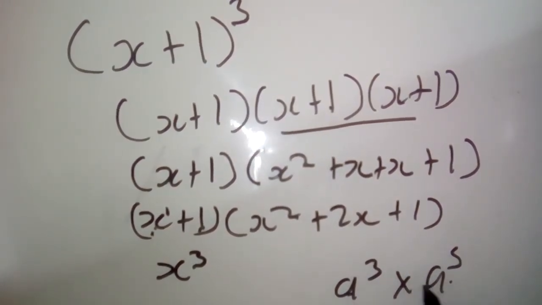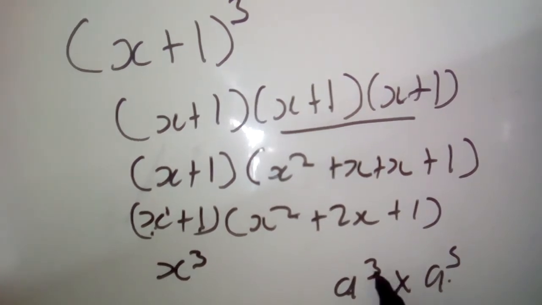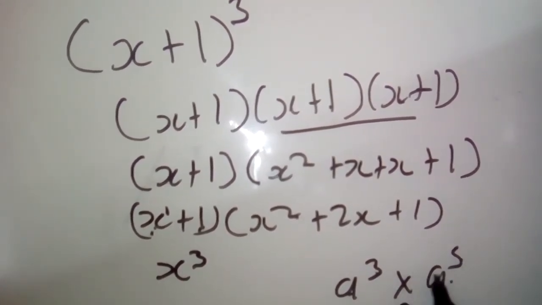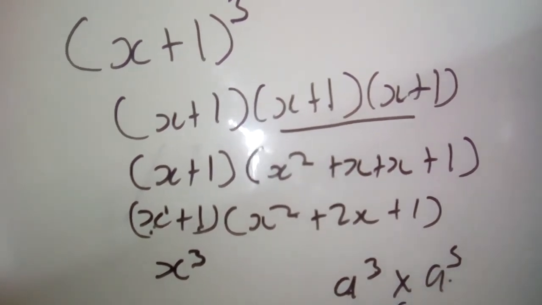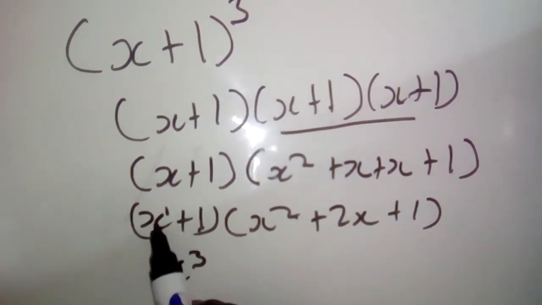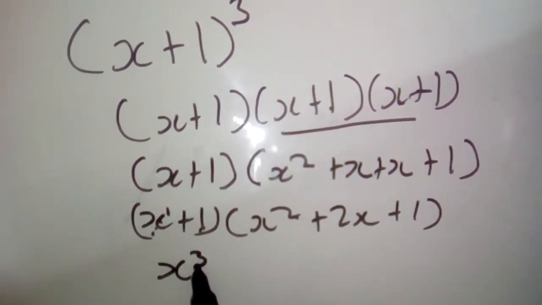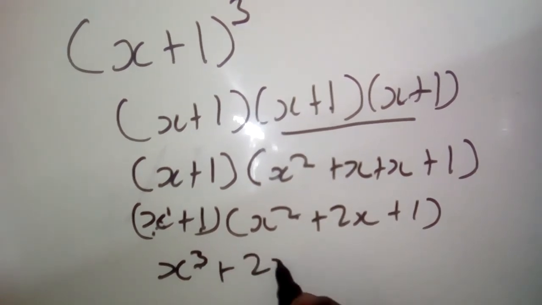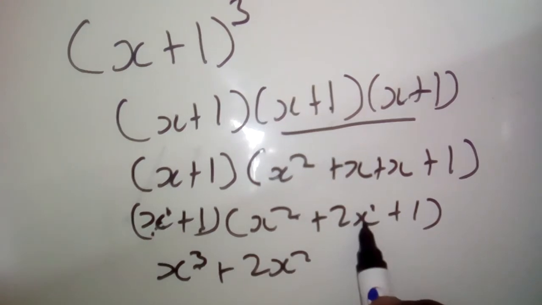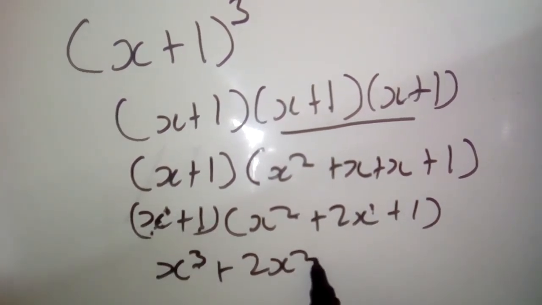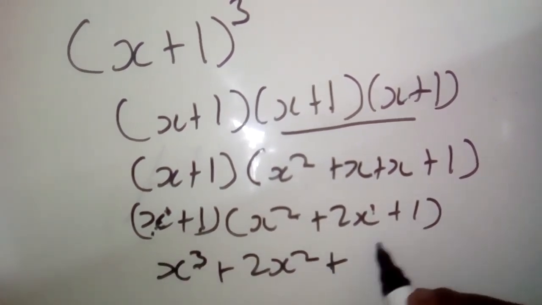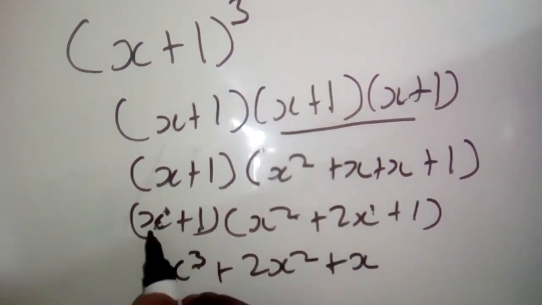So if it's a cubed times a5, it's going to be a3 plus 5, which is 8, right? So if the bases are the same, you add the exponents. But if it was addition, we cannot add it because it's not like terms. So x times x squared is x cubed. X times 2x is 2x squared, because notice exponent 1, exponent 1. So since x is the same as x, we have to add the exponents and it becomes a 2. And then from here, we're going to say x times 1, which is just x. Now we're done multiplying x.